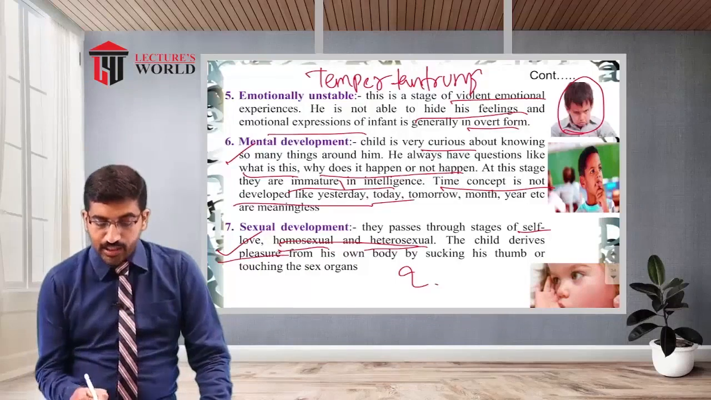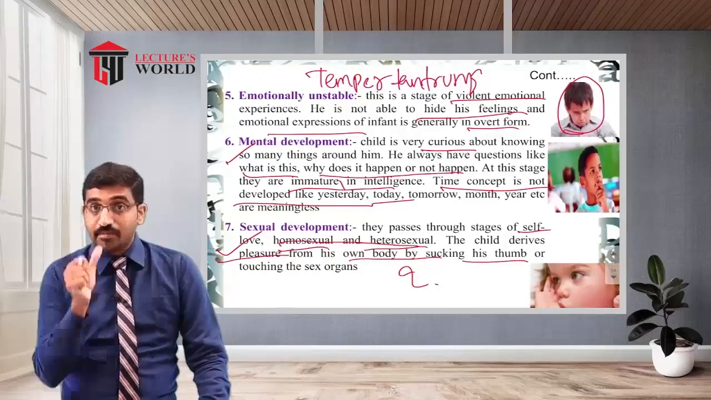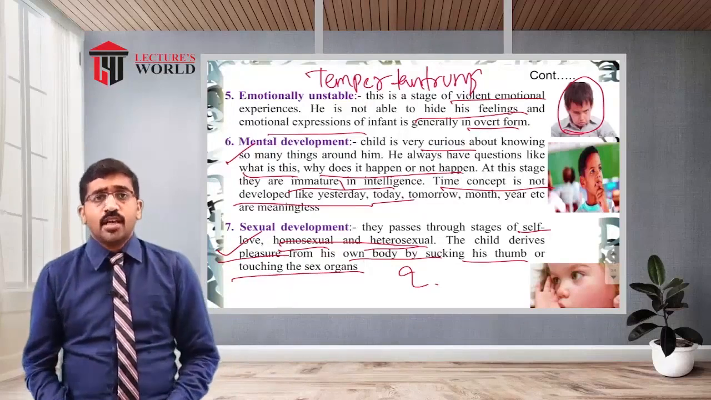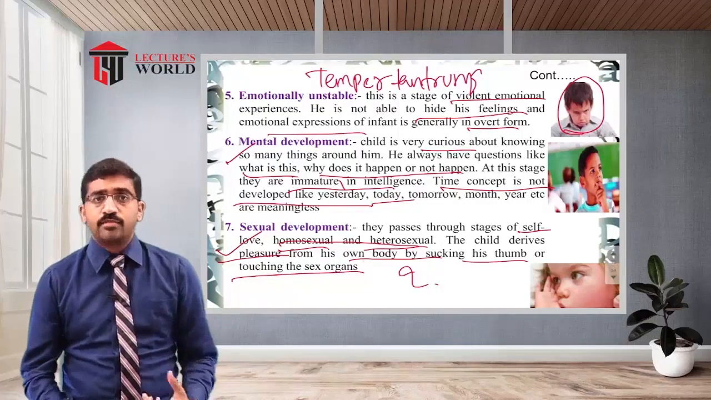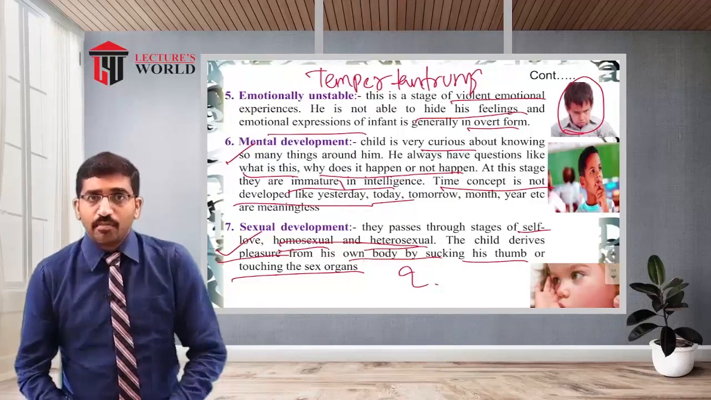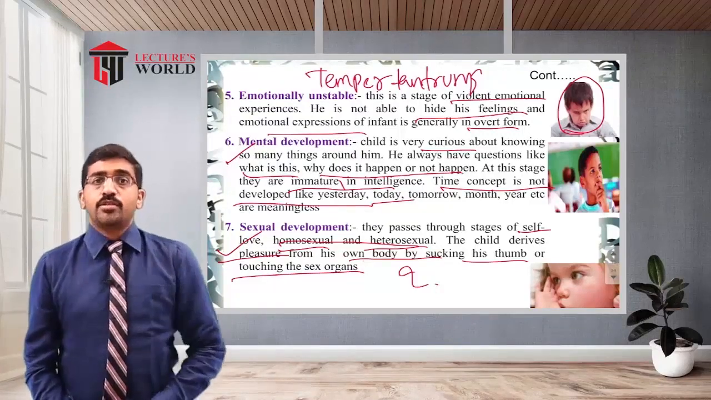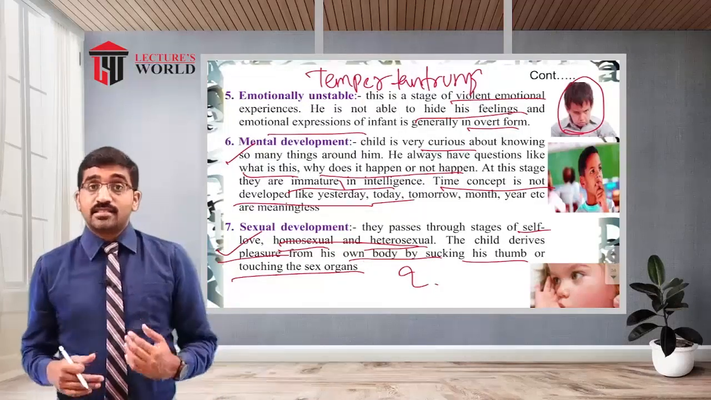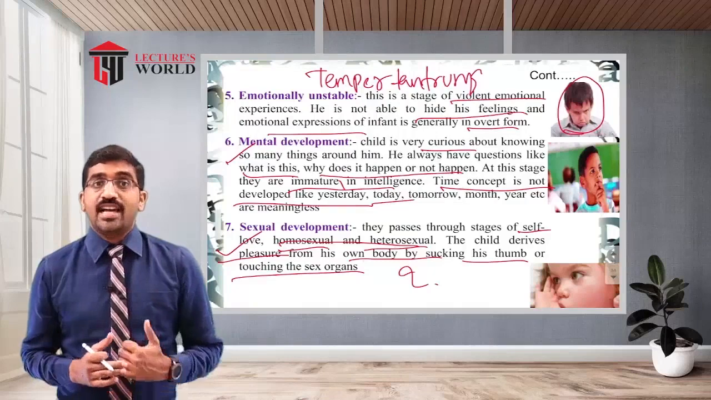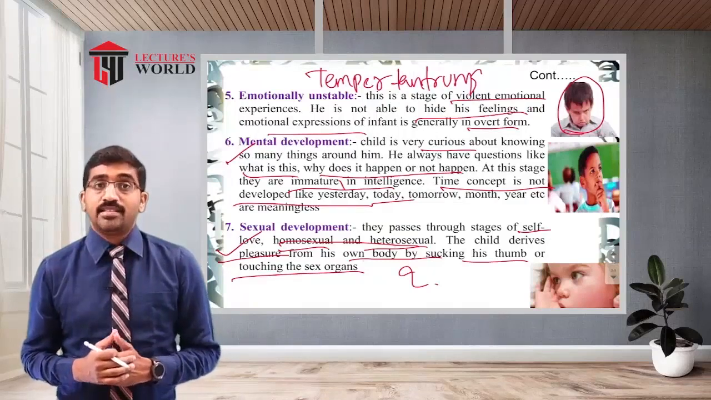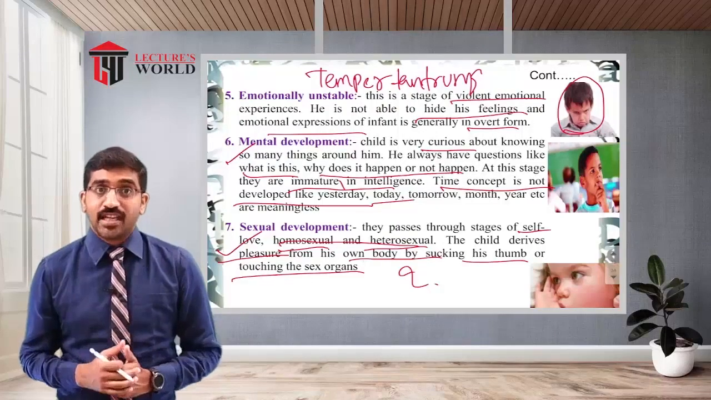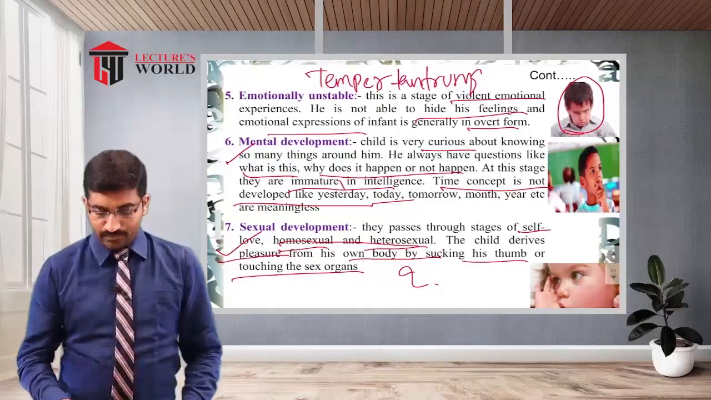They may get pleasure from their body by sucking. The thumb sucking will be there, or pleasure from touching the sex organs. They may touch. Sometimes we have to teach them, you should not touch. You should tell them why this organ is important for you, but it is very important to maintain your privacy. Even these days you have to teach the child about sexual abuse, which is the good touch and the bad touch. Whoever is touching you, you should know as a child whether it is a good touch or a bad touch.